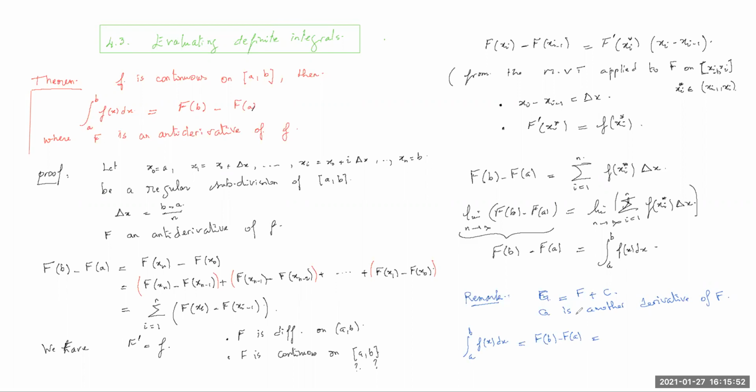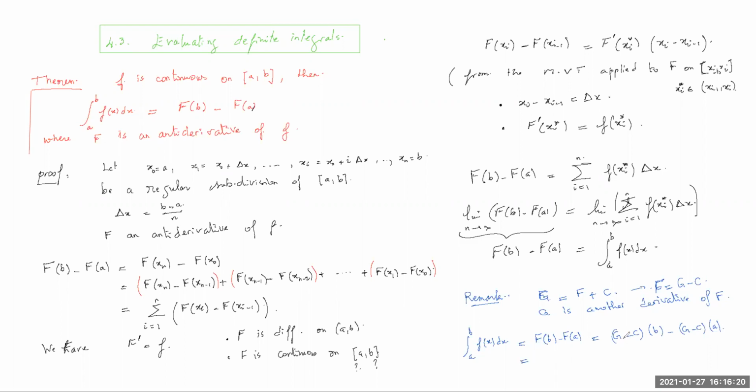Now, if g is another antiderivative, I see it is f plus c. So the difference between them will be constant. So you can express f as g minus c. Okay, so you will have g minus c at b, minus g minus c at a.